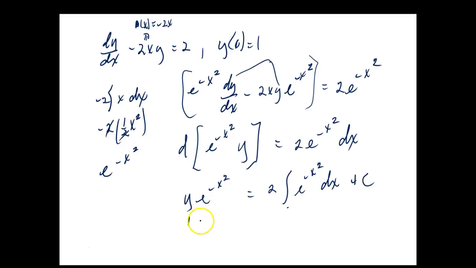When x is 0, that's going to be 1. So it looks like 1 is equal to c. It seems a lot too simple, but it does seem like it pans out that way.